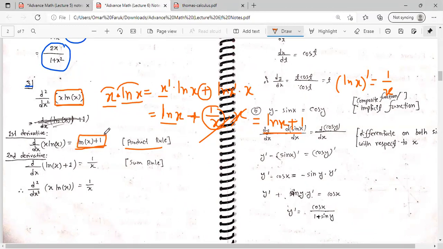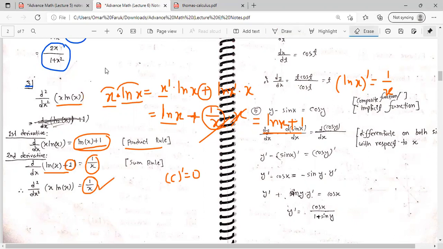This is the first derivative, okay? And to find the second derivative, you again differentiate this result. So now the derivative of ln x plus 1 is 1 by x, and the derivative of 1 is 0, because the derivative of a constant is 0, okay? So we get 1 by x. This is our final result, our second derivative of our main function.